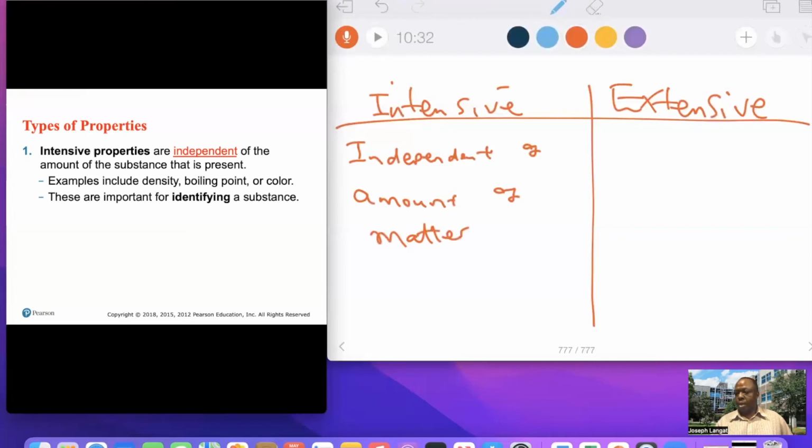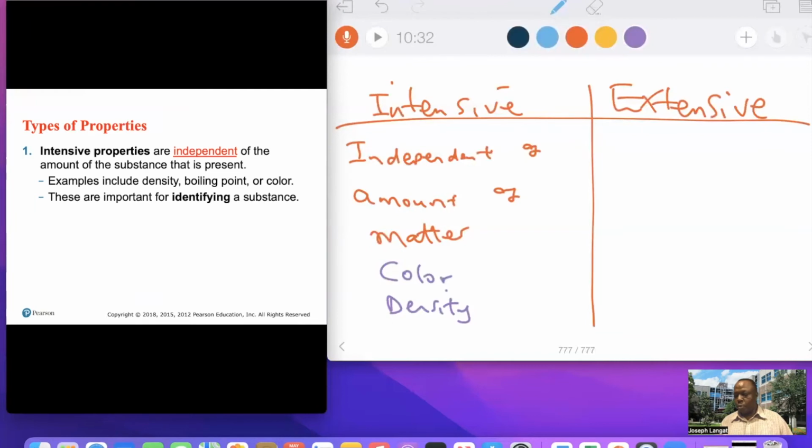For example, here, color is an extensive. No, I mean intensive. If I have a cream apple and slice it into two, each piece will still remain cream. So it's independent of the amount, it doesn't really change. Density, for example, regardless of how much H2O you have, the density will still be the same. It doesn't depend on the amount.